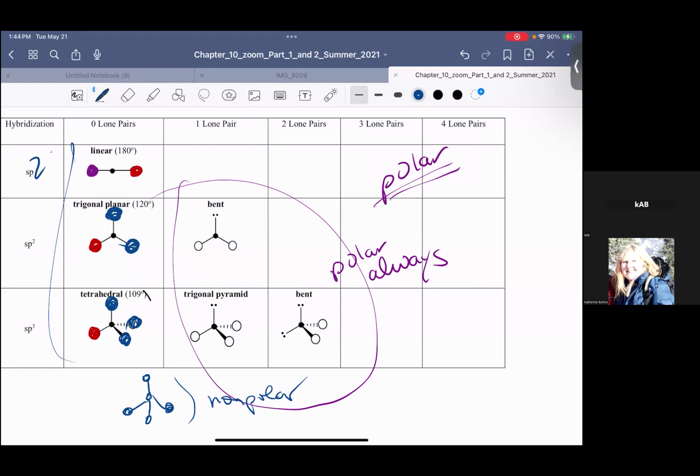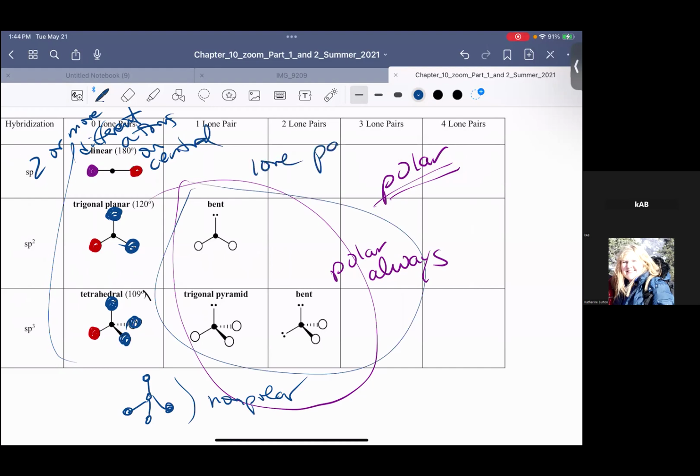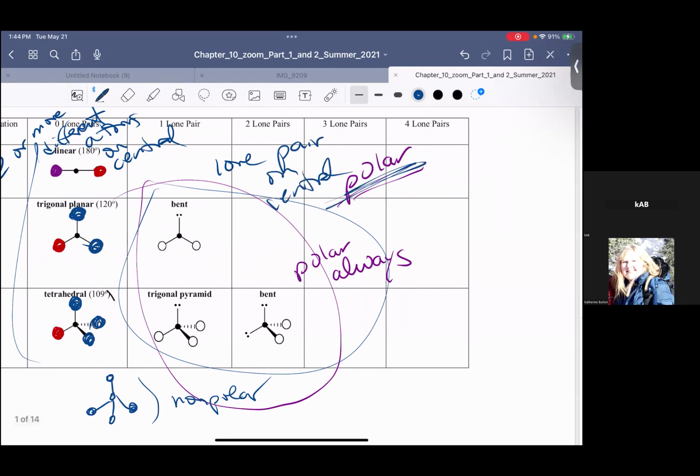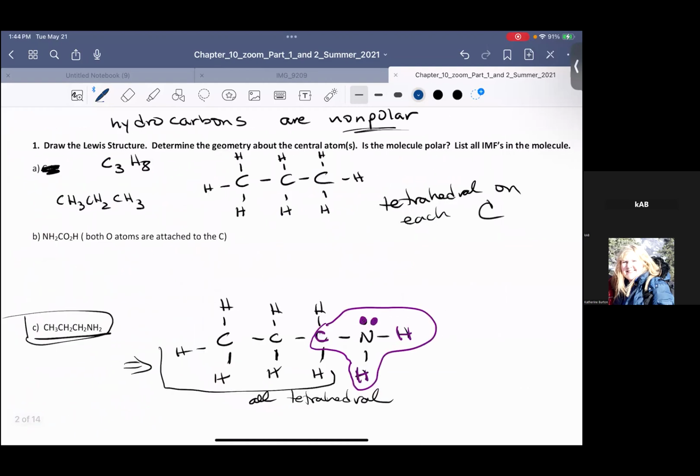Anytime you have two or more different elements, different atoms on the central, or a lone pair on the central, it is going to be polar. And that's it. That's all you need to know for polarity. So if we look at this guy, it's got a lone pair on the nitrogen, and this thing is going to be polar. This one here is tetrahedral on each carbon. It's a hydrocarbon. All hydrocarbons are nonpolar.